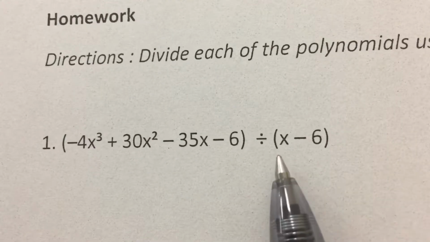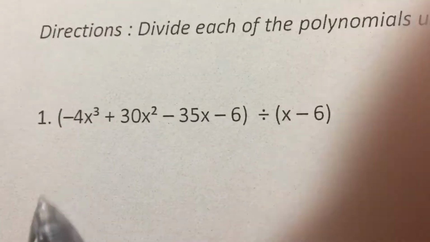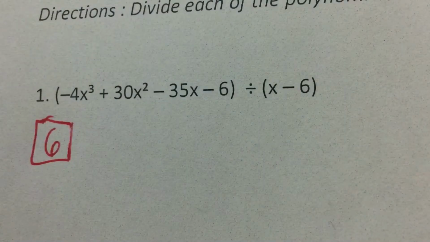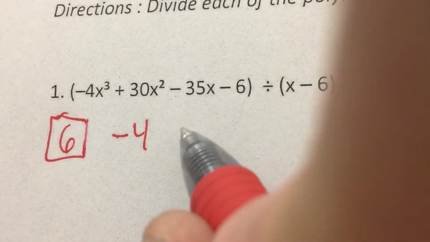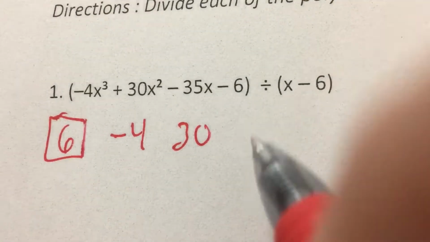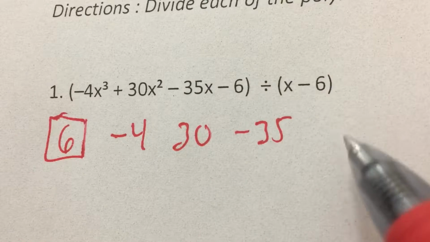Going off right away, our divisor is x minus 6. To make that 0, I would need this to be a positive 6 in the box. My coefficients are negative 4, positive 30, negative 35, and negative 6.